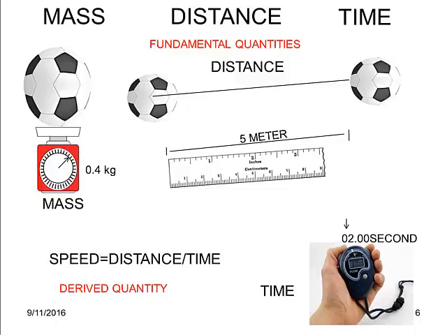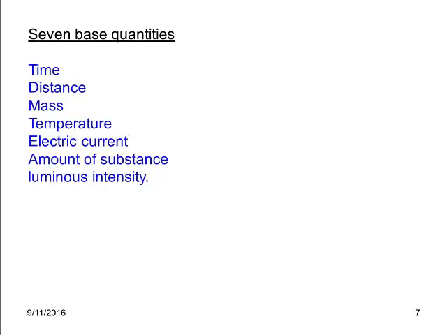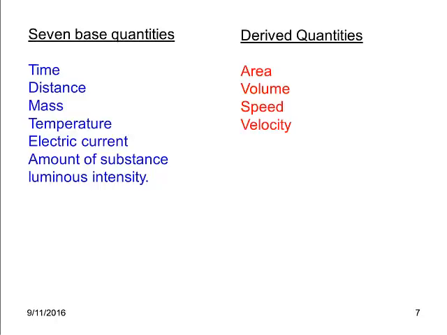Here is a list of the 7 base quantities: time, distance, mass, temperature, electric current, amount of substance, and luminous intensity. All other quantities are derived quantities like area, volume, speed, velocity, and the list goes on.